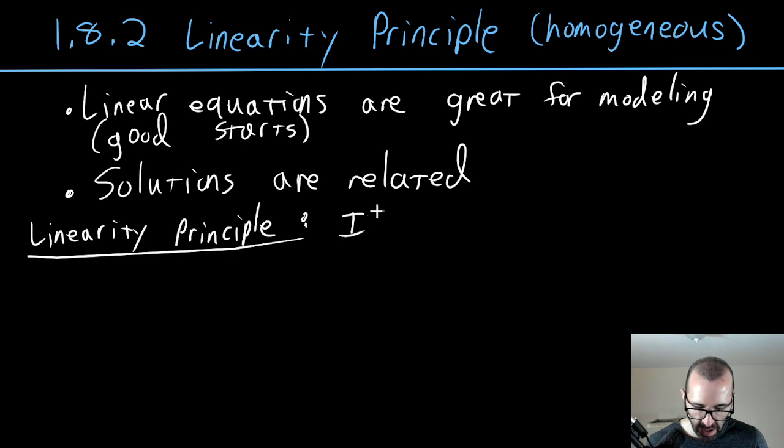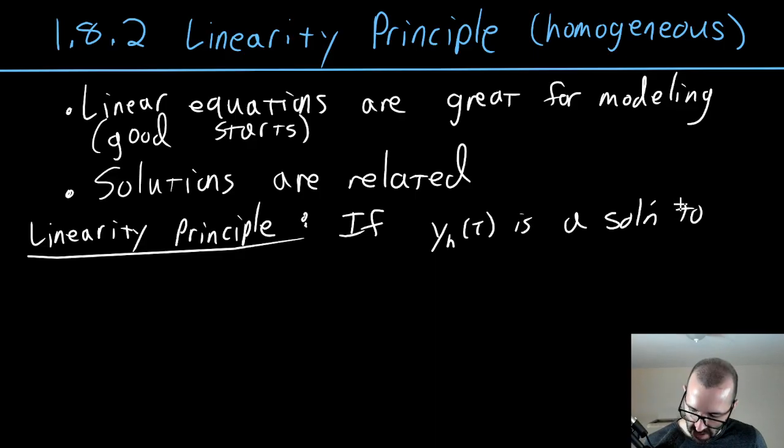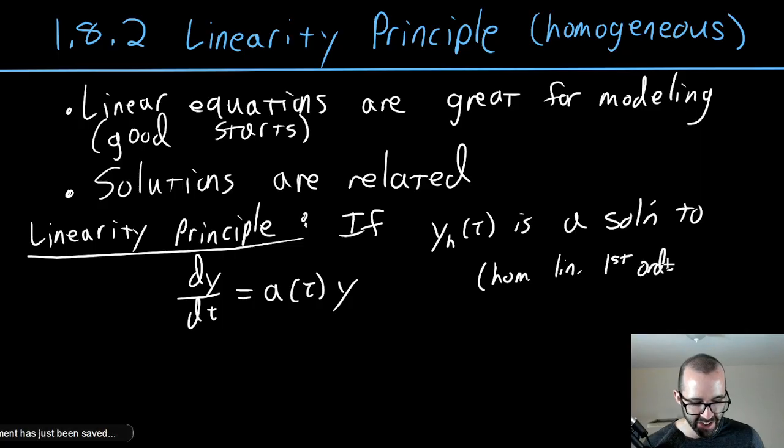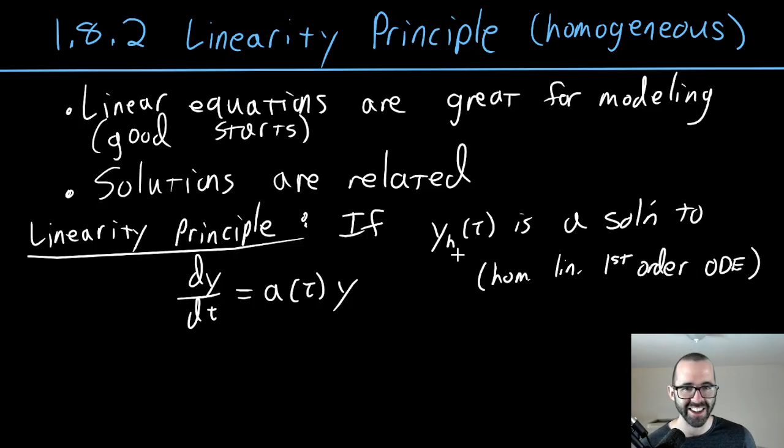So if we have a solution y sub h of t to the first order homogeneous ordinary differential equation, I'm just going to write it like this, y prime equals a of t times y. Again, maybe I'll put in parentheses, this is homogeneous, this is linear, this is first order. It's an ordinary differential equation, right? This is a very specific type of differential equation, specifically linear. Although there will be versions of this for higher order differential equations as well, it doesn't really have to be first order, but anyway.